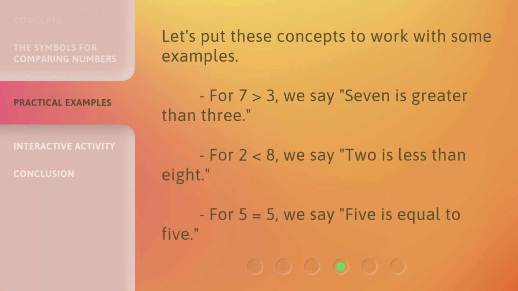Let's put these concepts to work with some examples. For 7 greater than 3, we say, 7 is greater than 3. For 2 less than 8, we say, 2 is less than 8. For 5 equals 5, we say, 5 is equal to 5.